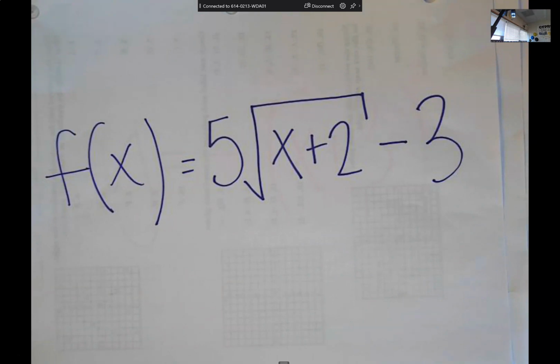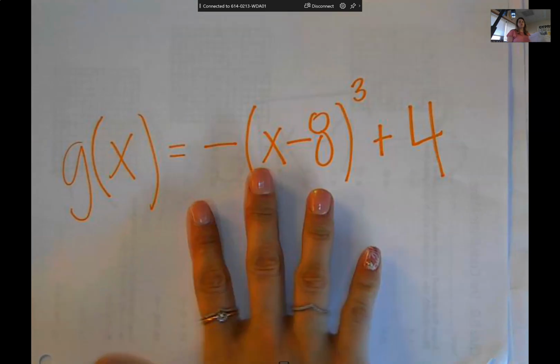Okay, let's see. Y equals root x. This is our last one before we move on.